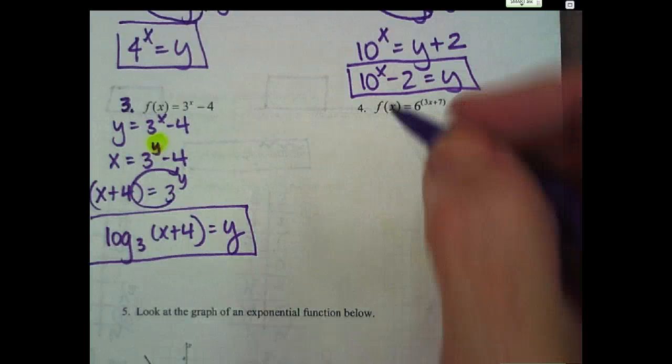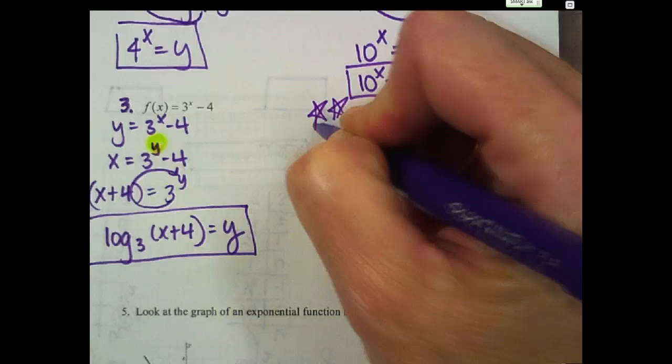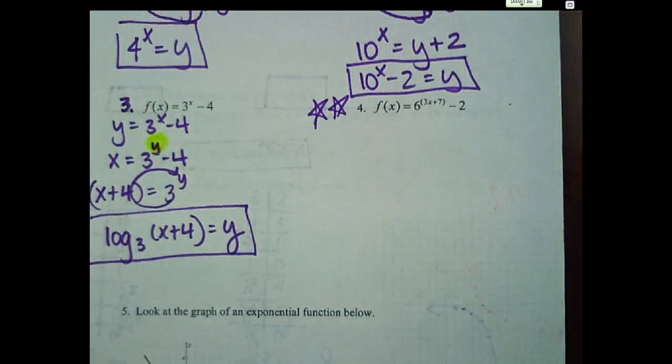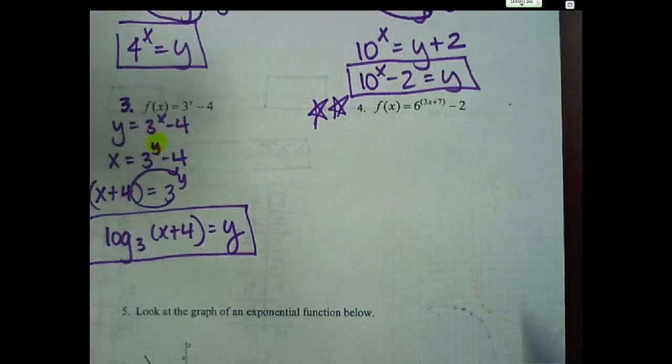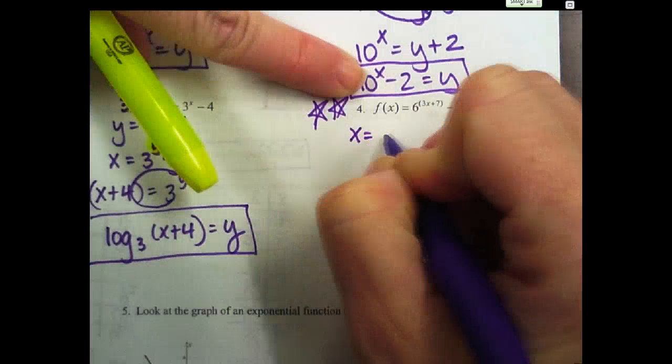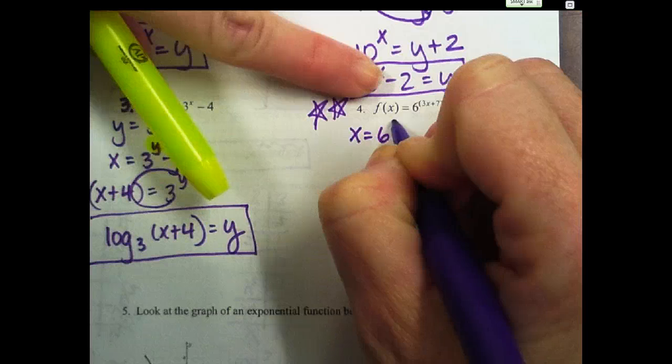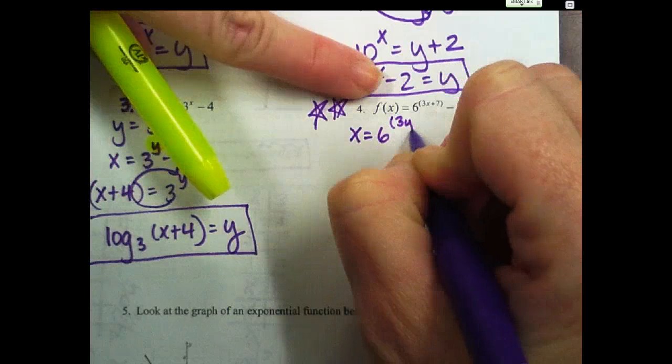There's always one that gets a star, today it's number 4. The 4 is kind of hard. Take good notes on it because there's a problem on your homework just like number 4. It's an exponential. We're going to find the inverse, so let's flip x's and y's. So this becomes x equals 6 raised to the 3y plus 7, minus 2.